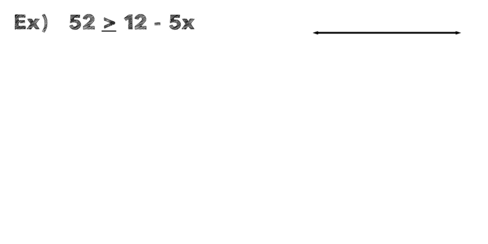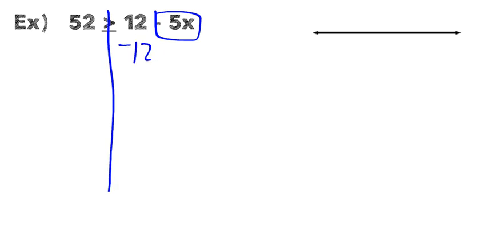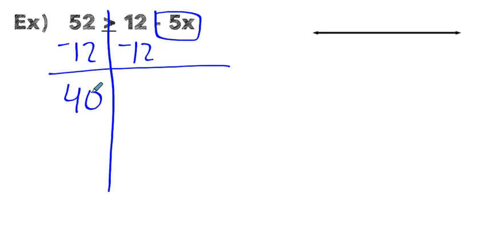All right, here's another one. So I want to get the variable piece by itself. That's right here. Subtract 12 from both sides. I've got 52 minus 12, which is 40. I've got a greater than or equal to, and then a -5x on the right side.